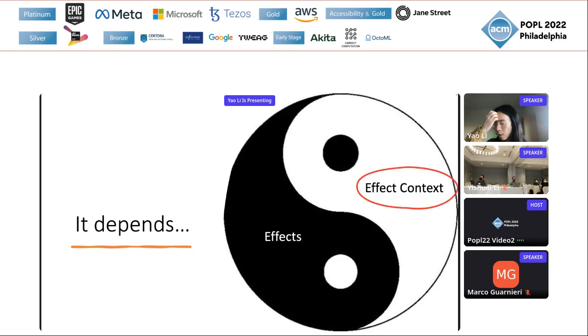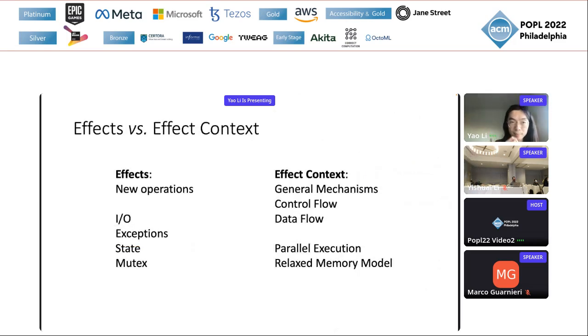So let's get back to our topic today, which is about effect-oblivious equivalence. Effect-oblivious equivalence is trying to reason about effect context and make effects abstract, and reason about the rest of the things that would determine whether two programs are equivalent. So let me try to distinguish a little bit what effects are and what effect context is.